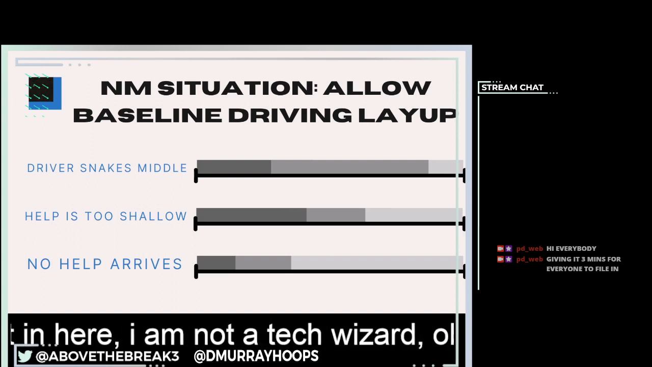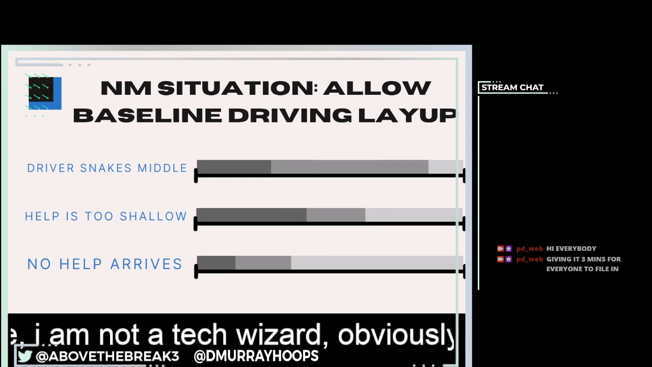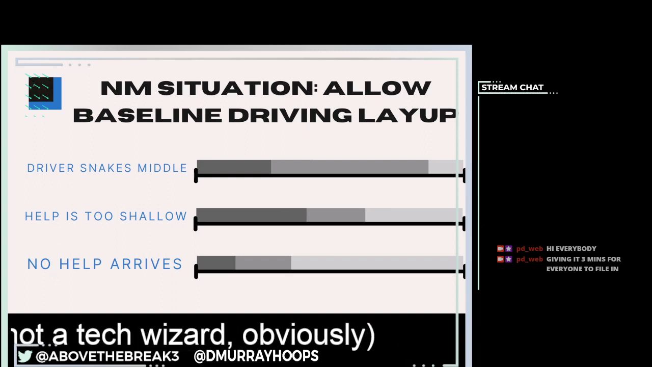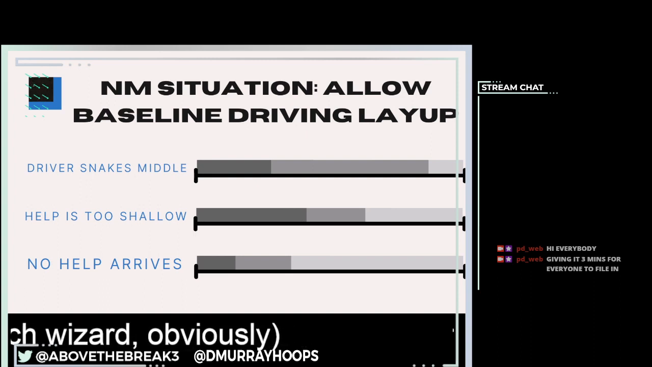That's more on the design of the scheme and the angles enforced there. Or if no help arrives and he just gets a walk to a dunk or whatever, that's clearly on help. But it's never just that. It's always a mixture of things.